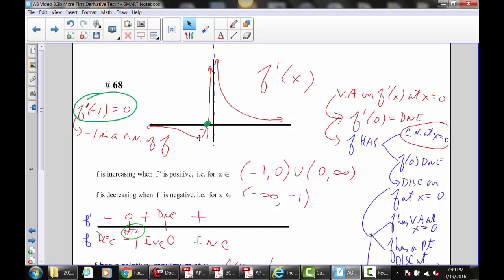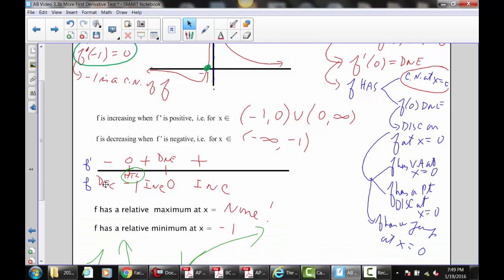Okay, so looking at the graph of f prime, we can see that f prime is negative, below the x-axis, between negative infinity and negative 1. You can see that f prime is above the x-axis from negative 1 to 0 and again from 0 to infinity. So positive, positive. Well, if f prime is negative, f is decreasing. If f prime is positive, f is increasing. Obviously, since we're going from decreasing to increasing, we'll have a relative min at x equals negative 1.